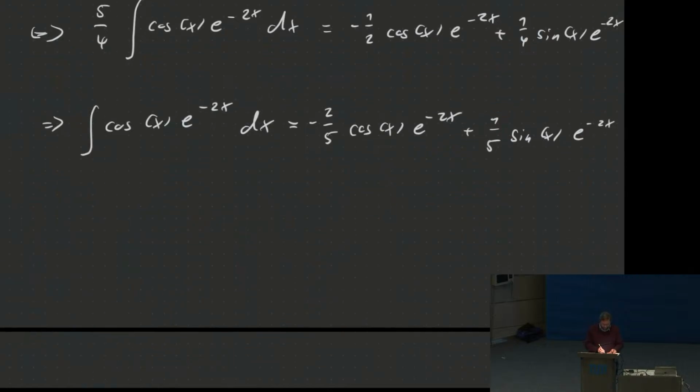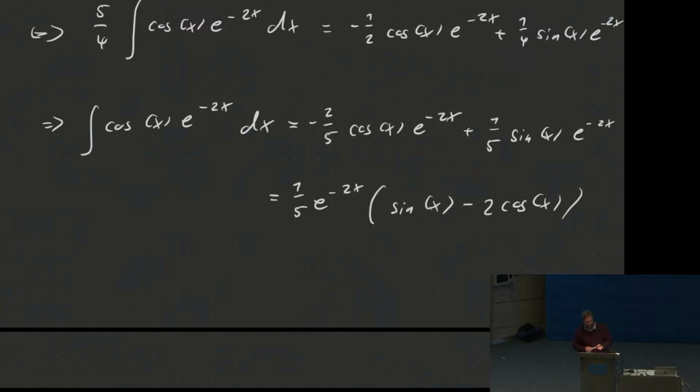And if I want that to look a little nicer, optionally, I could do something like factor out 1 over 5 e to the minus 2x. And then I have, let's take the sine x first, and then minus 2 cosine x. But that last step is not necessary. All right, so that would solve this integral question here.